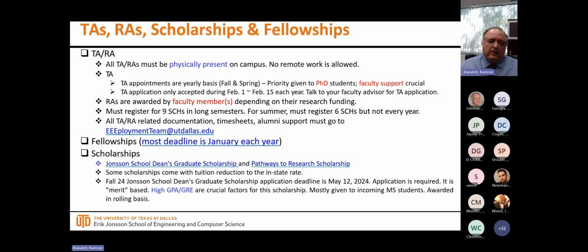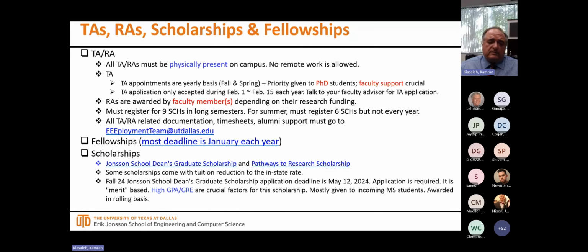If you are a supported student, you have to sign up for 9 semester credit hours, and for summers, you have to sign up for 6 semester credit hours. So you cannot just do research in the summers without signing up for any semester credit hours. And again, any documents you need have to be sent to e-employment.